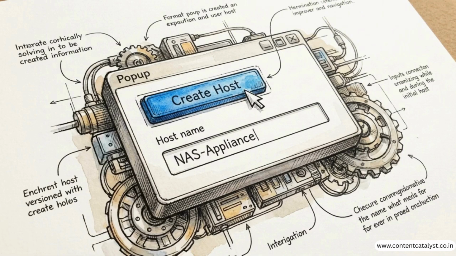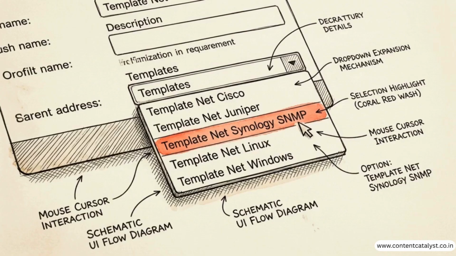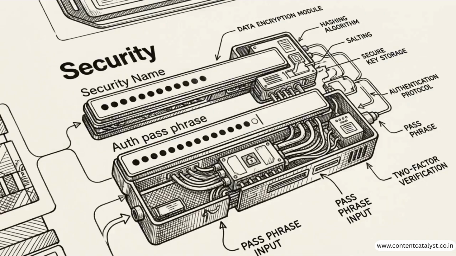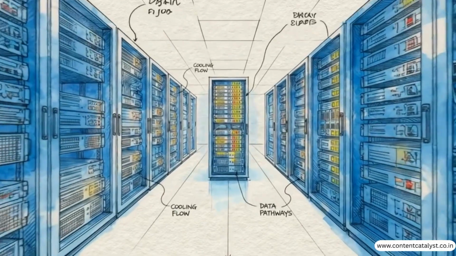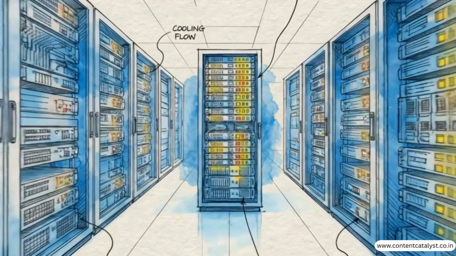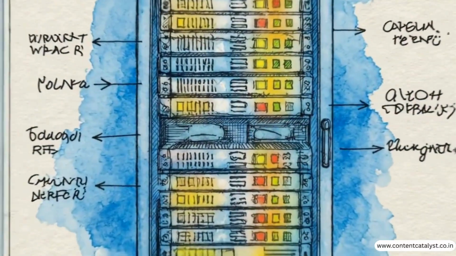Click Create Host. Give your appliance a name. Input its local IP address under the SNMP interface section, and assign the corresponding template for your brand of NAS. Finally, scroll to the Security section and enter the exact SNMP username and password you just created on the appliance. SNMP allows you to pull deep operational data from proprietary hardware while staying within the manufacturer's software restrictions.